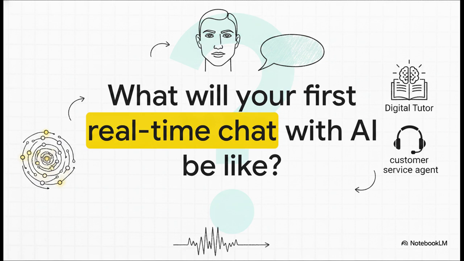It's actually here. So with the latency barrier finally broken, what will your first real-time conversation with a lifelike AI look like? Will it be a digital tutor, a customer service agent, or something else entirely?